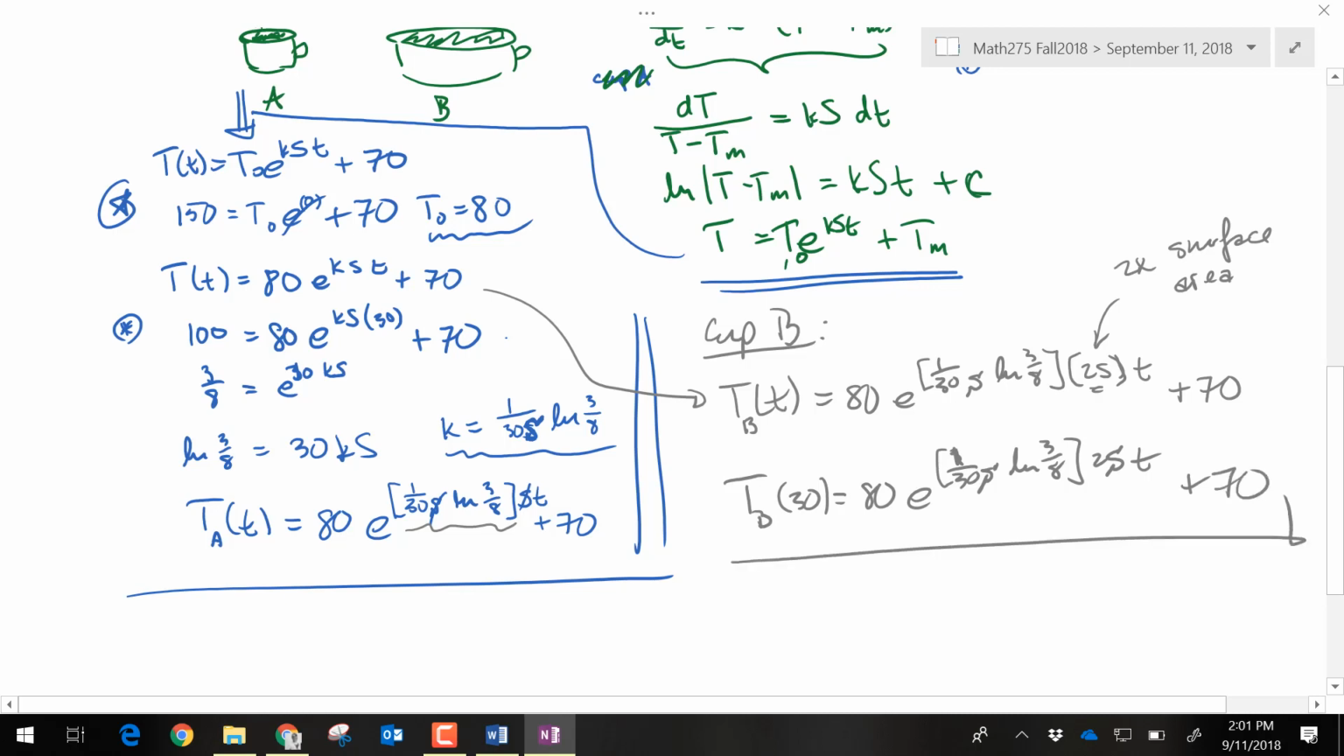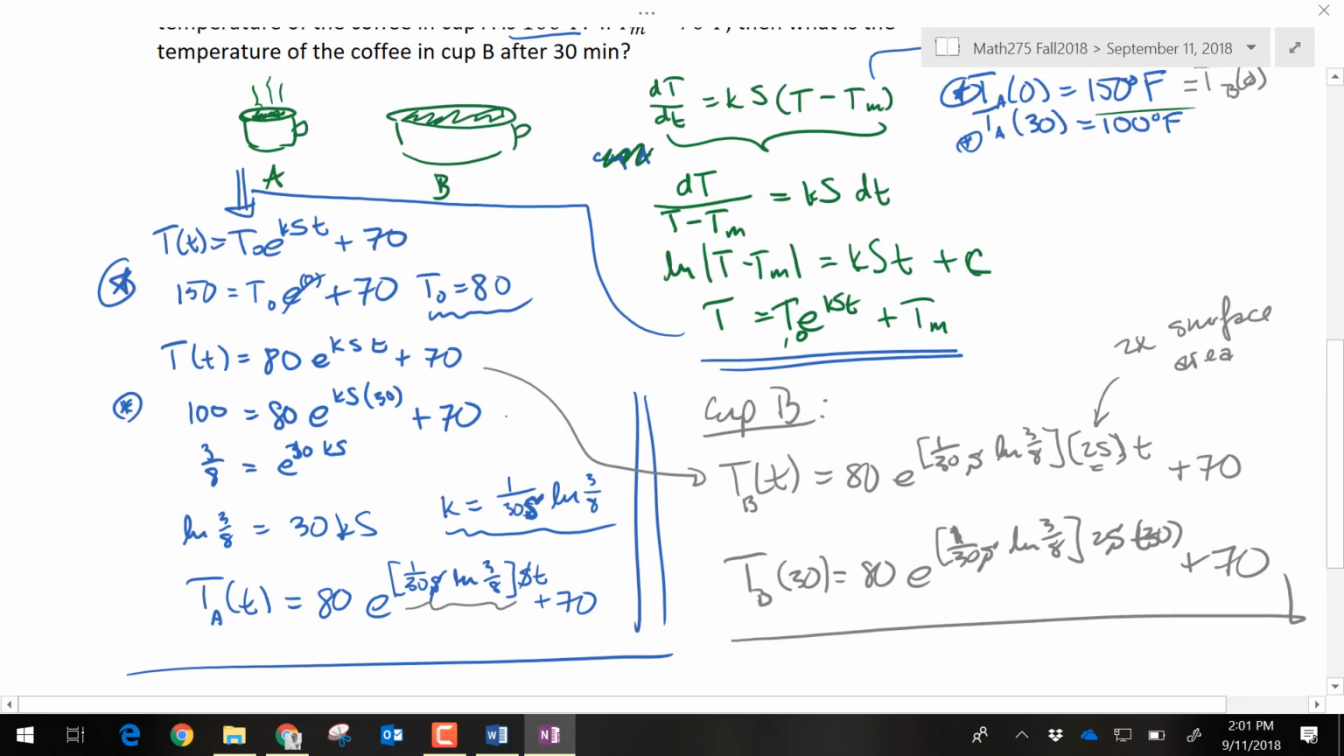So the thing to do is to compare what happens in cup A and cup B by putting these values into your calculator. At 30 minutes, the cup A is supposed to be 100 degrees. If you have a bigger surface area, do you think this would be cooler or warmer than 100 degrees? This should be cooler. So expect this to be less than 100, and hopefully it is, because if it's not, then we did something wrong. Okay?